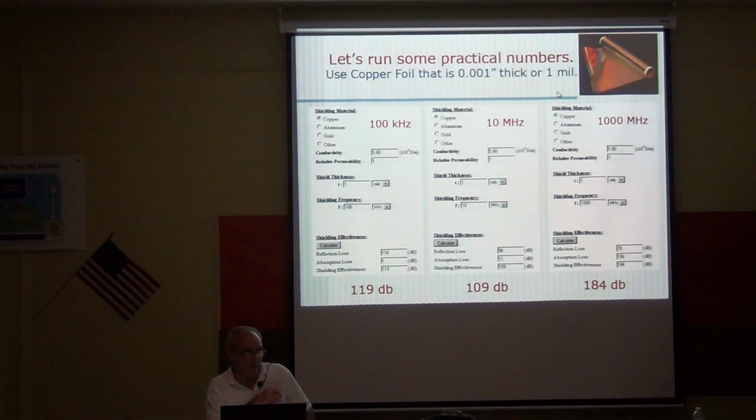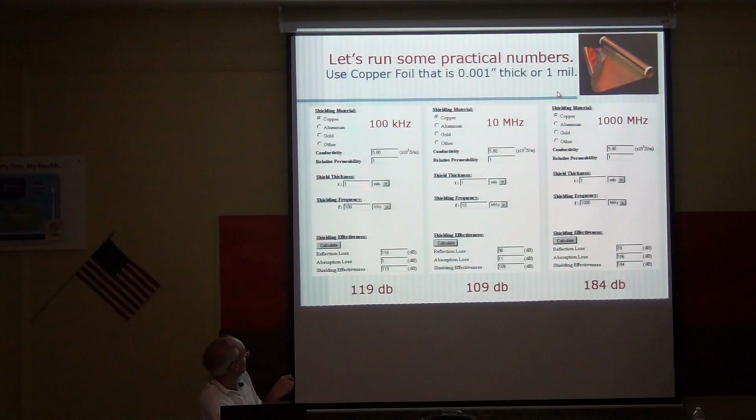Okay, now let's take a chance to build a shield, and we're going to build it out of copper foil. It's only going to be 1/1000th of an inch thick. Each one of these is 3 different runs on the internet computation, and in this particular case, we've selected a copper shield in all 3 cases. When you click on copper, it puts in the conductivity and permeability in all cases.